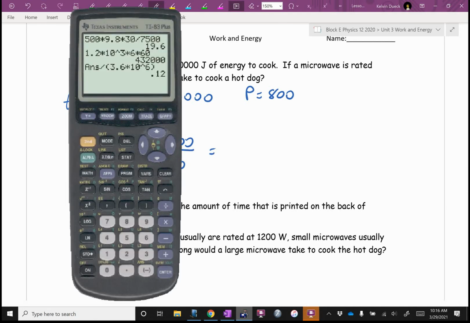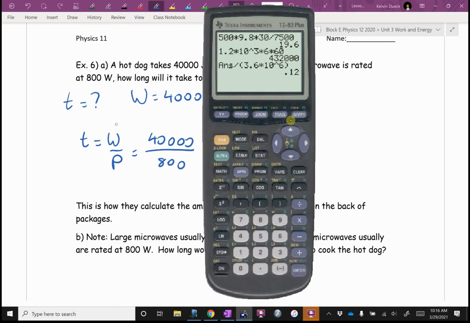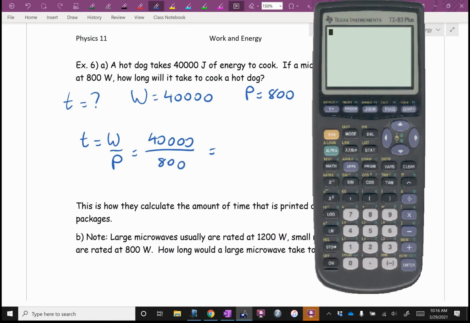And this is how they calculate if you're nuking some food and you're following the instructions on your microwave and it tells you how long to turn your microwave on for. This is how they calculate how long you need to have your microwave on for. So 40,000 divided by 800, 50 seconds.